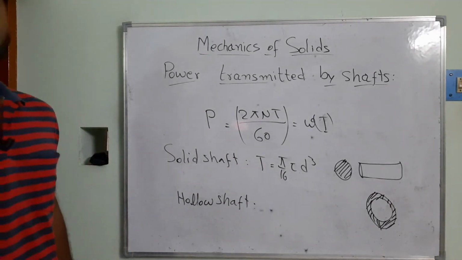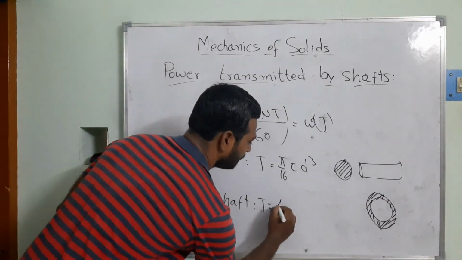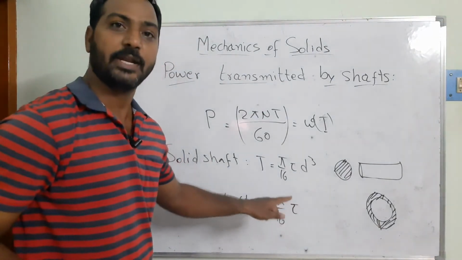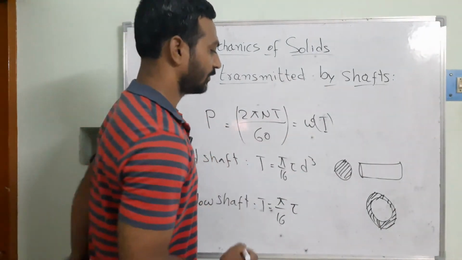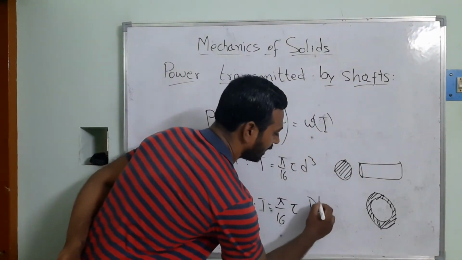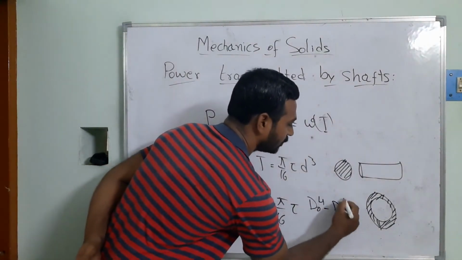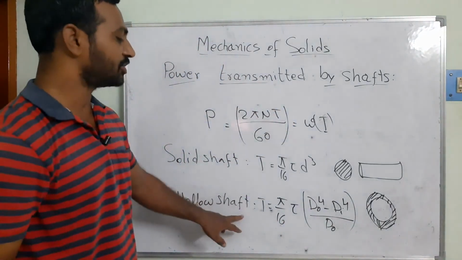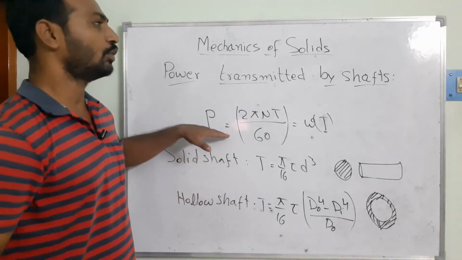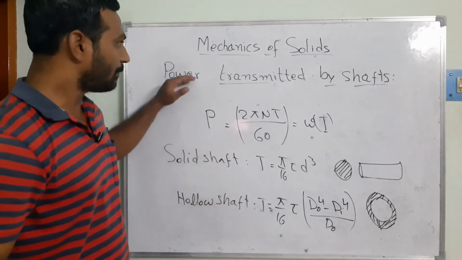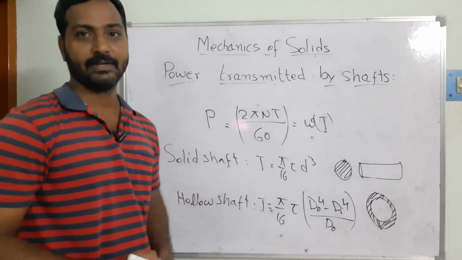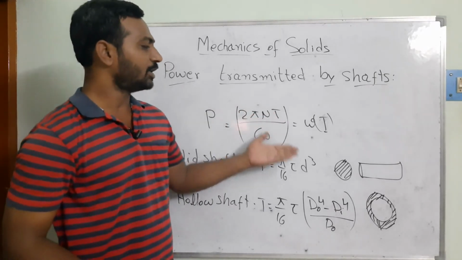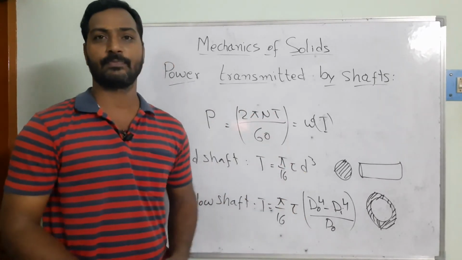How much torque it has transmitted means, that is T is equal to pi by 16, and this is going to be the tau, that means the shear stress transmitted from the outermost surface, into outer diameter to the power of 4 minus inner diameter to the power of 4 by the outer diameter I am going to be considering. By using these two equations, I am going to be finding the power in a solid shaft and how much amount of the power transmitted by a hollow shaft I can determine. So I hope you are able to understand the difference between the power transmission in a solid shaft as well as the hollow shaft. Thank you.